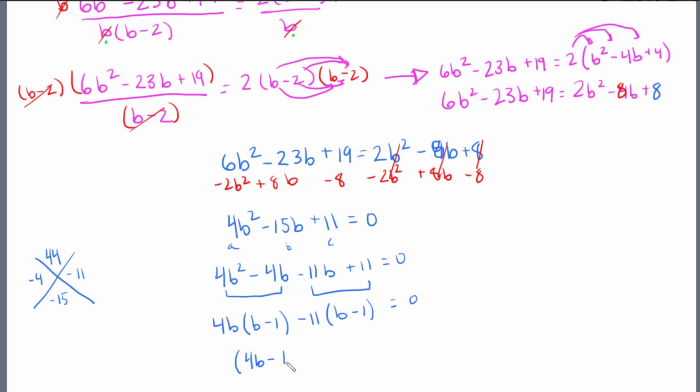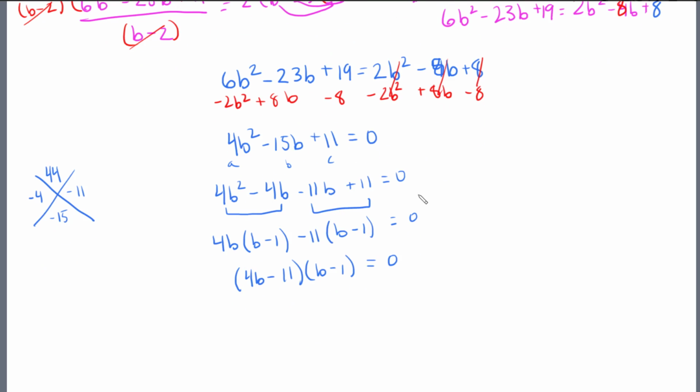So let's see, 4b minus 11 times b minus 1 equals 0. Okay, now we have our two factors. We will set them equal to 0 and we will solve. So 4b minus 11 equals 0. Do some algebra 1. Add 11 to both sides. You have 4b equals 11. Divide by 4. So one solution, b equals 11 over 4.